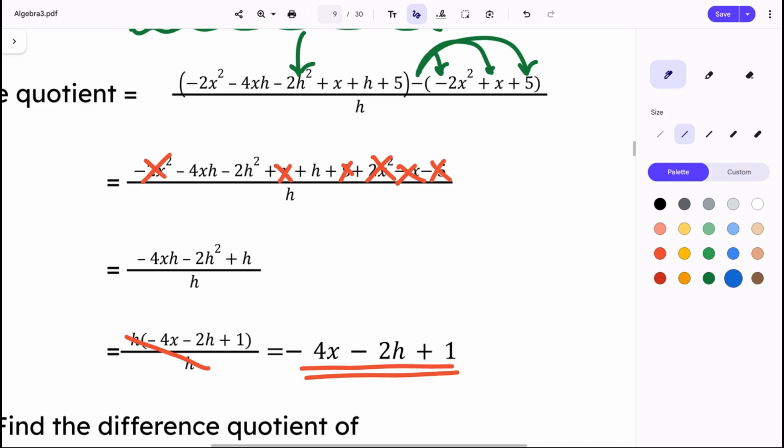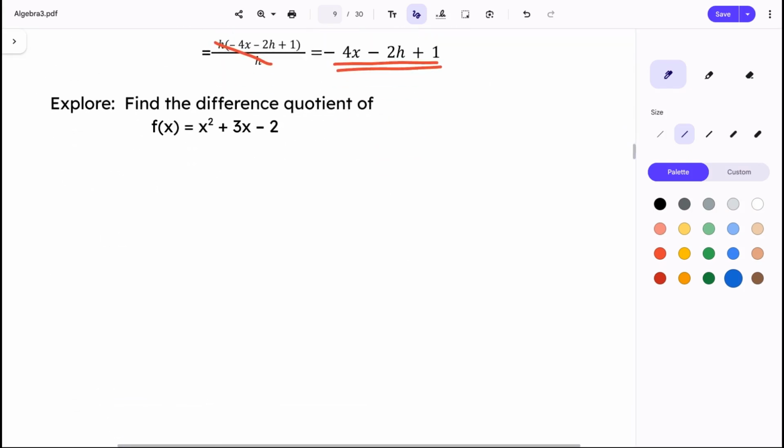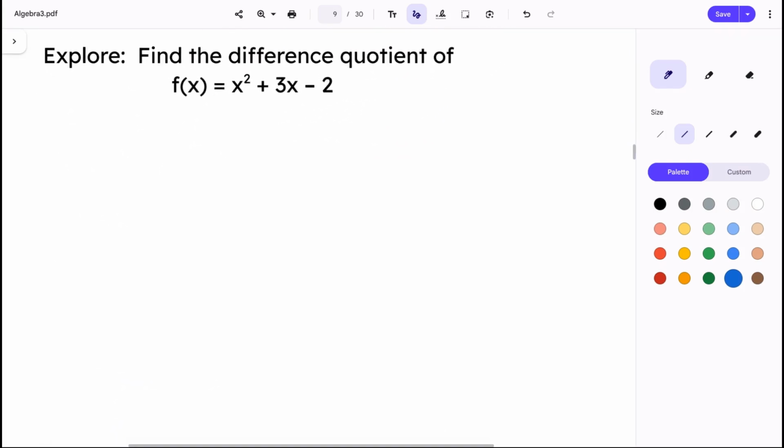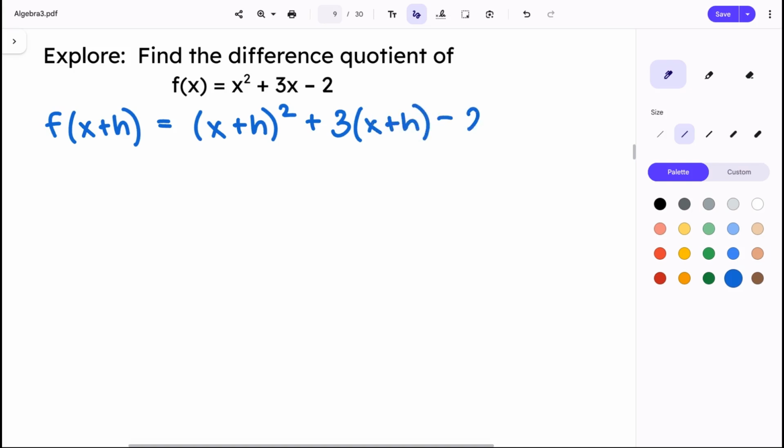So let's do one from scratch. Nothing is done here. Let's start by doing the f with x plus h. So in for your x's, I want you to replace it with x plus h. So where it says x squared, we're going to write that as (x plus h) squared. And then we have plus 3. And in for this x, we're going to write x plus h. And then minus 2.